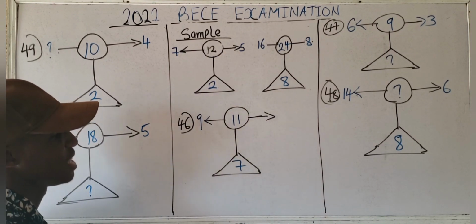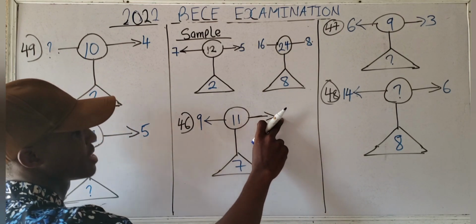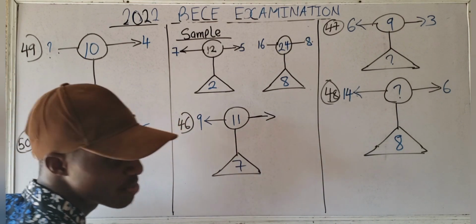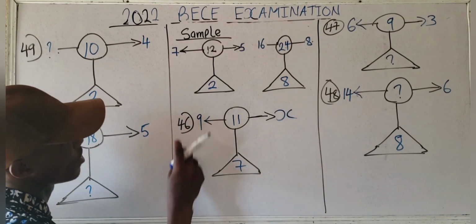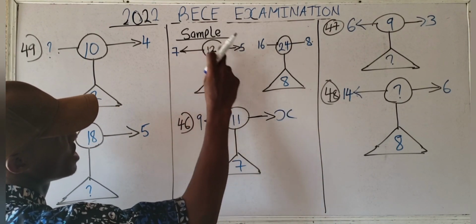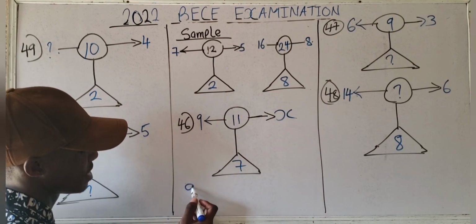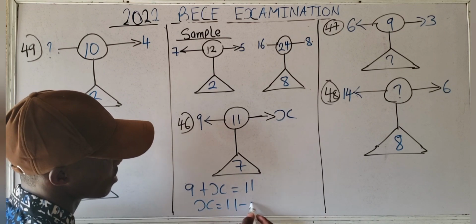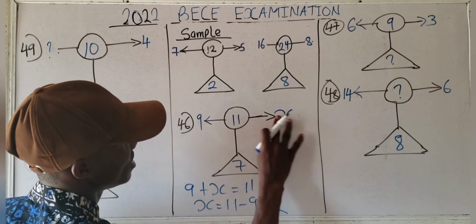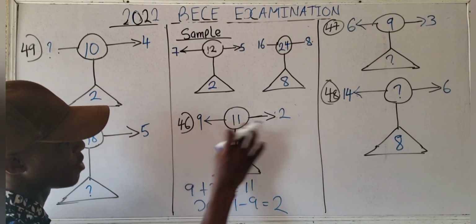Okay? So that means that if I want to get this value, I just have to subtract. Please pay attention. Let us represent it as x. Since I know that the sum of this and this, 7 plus 5, will give me 12, that means that 9 plus x must give me 11. So I'm going to have 9 plus x must give me 11. That means that x will be equal to 11 minus 9, which is equal to 2. You understand? So the value here is 2. 9 plus 2 will give me 11. 9 minus 2 will give me 7.